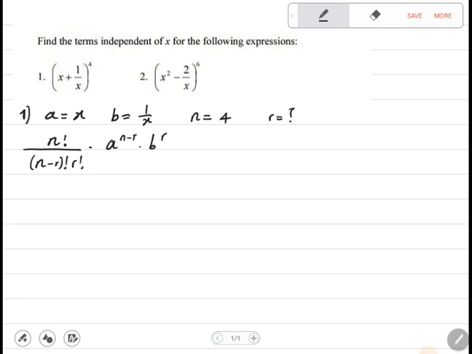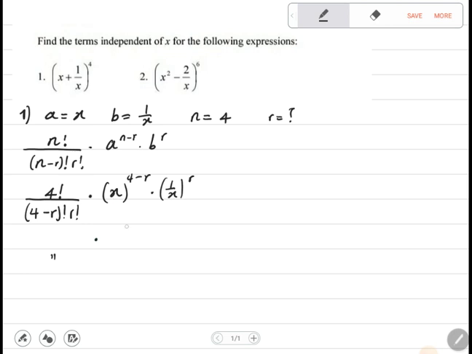Now remember that this part here will be the same because we don't know the value of r. But we know what n is. So n factorial, n minus r factorial, then r factorial, multiplied by a, which is x, to the power n, which is 4 minus r, and b is 1 over x to the power r. We cannot evaluate this part, so let's just keep it constant, multiplied by this part here.